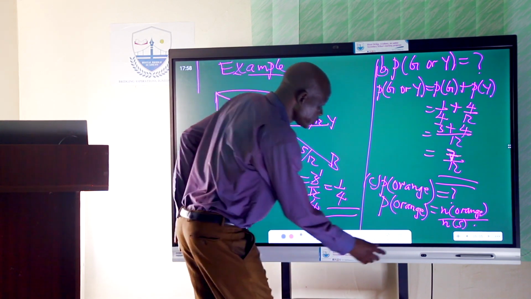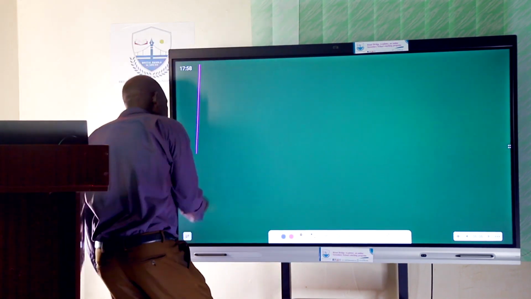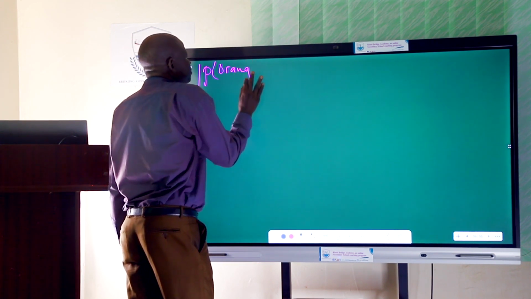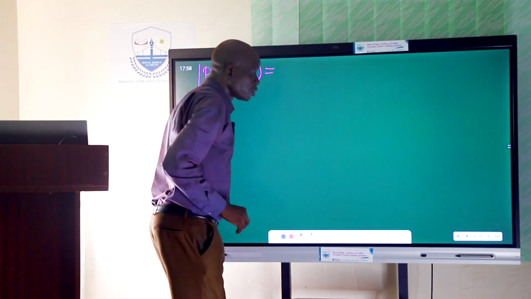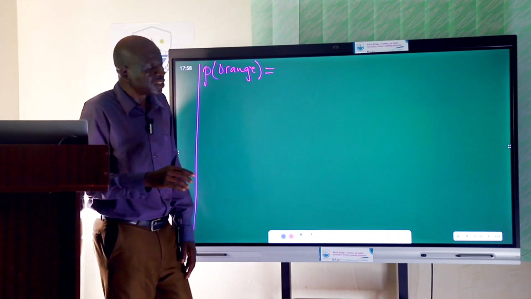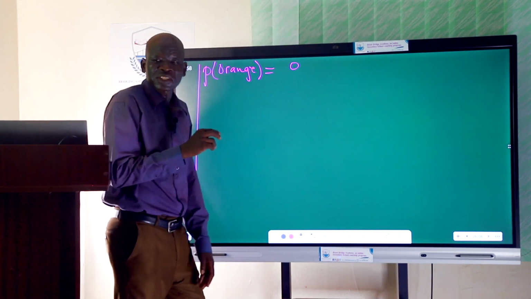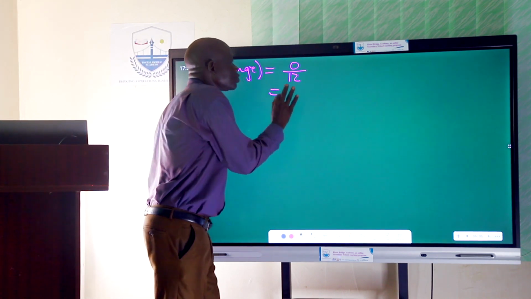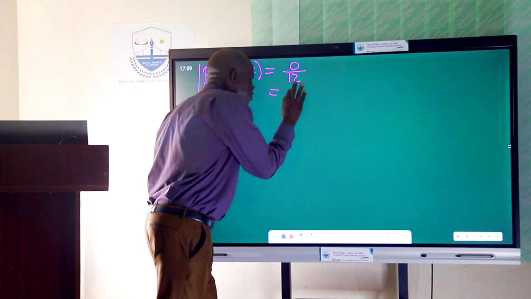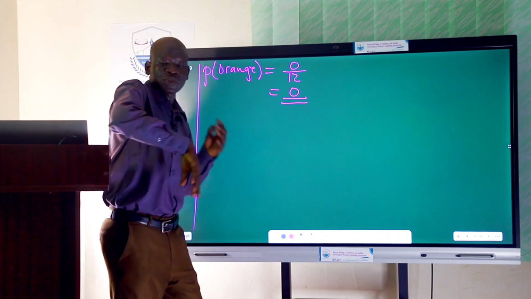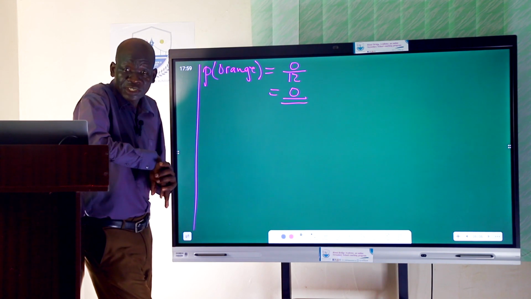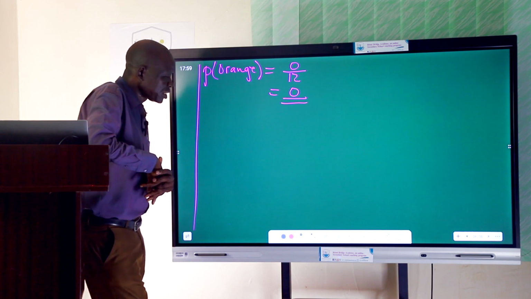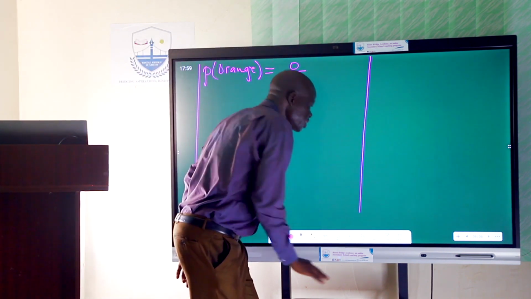So in this case, the probability of getting an orange ticket is equal to the number of orange tickets, which is 0, they are not there, over sample space, which is 12. So 0 divided by 12, we get 0. So this is a situation where we get 0 probability, something that is impossible, because we don't have an orange ticket in the basket.